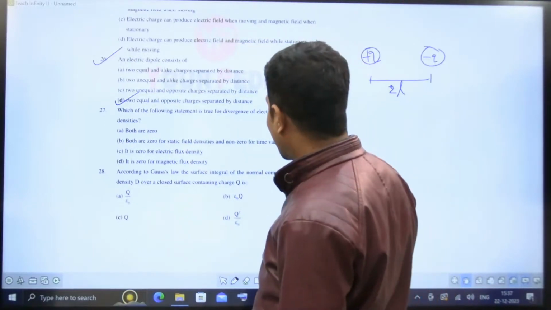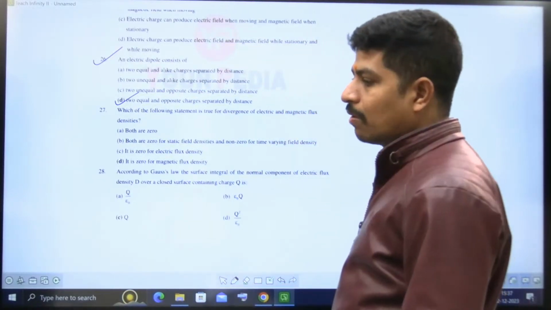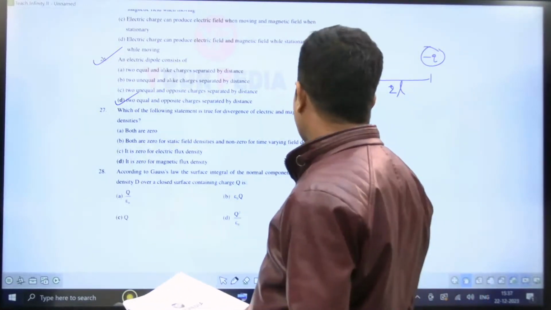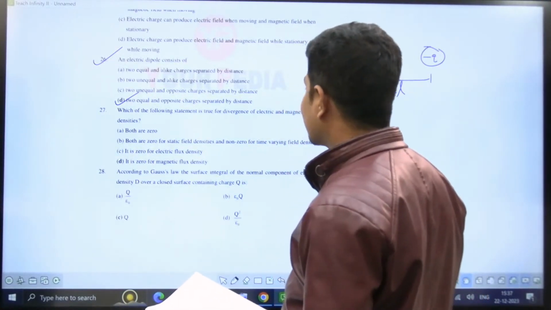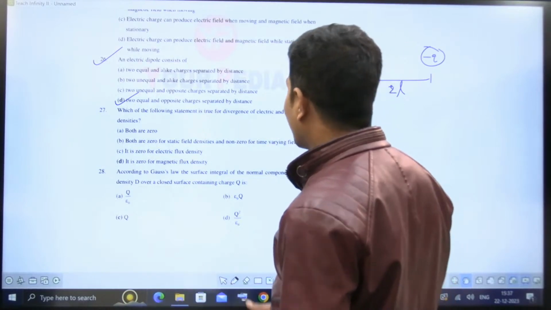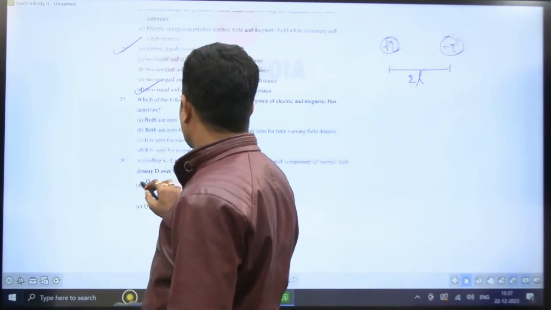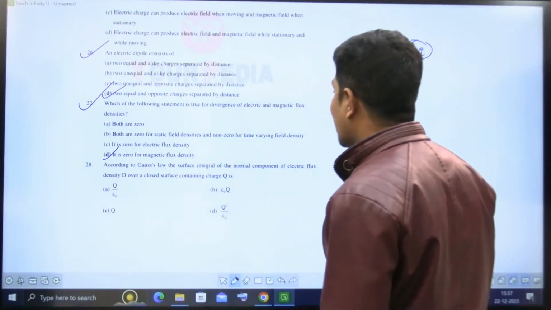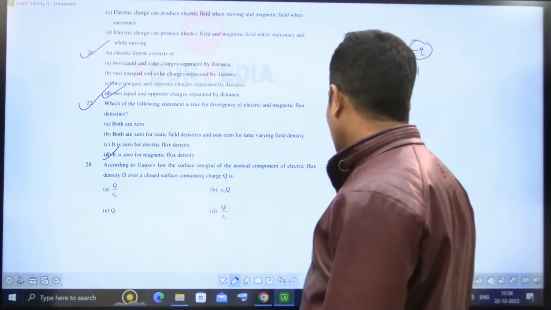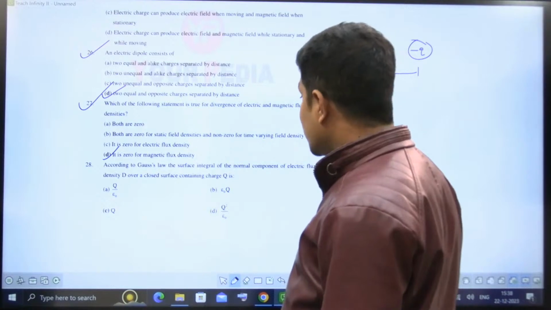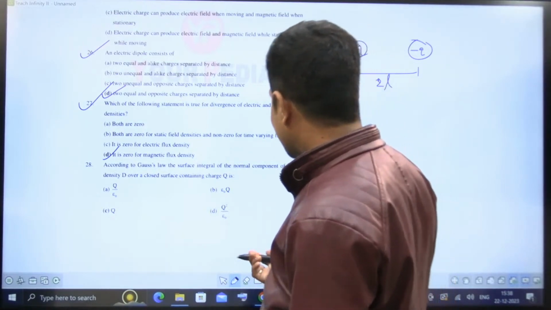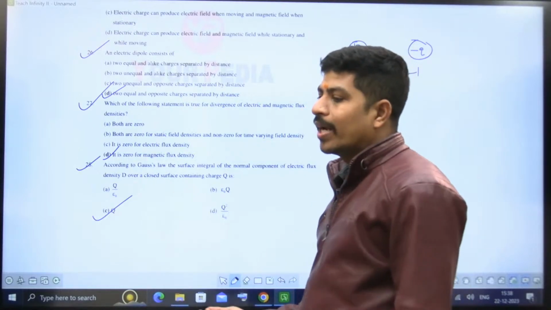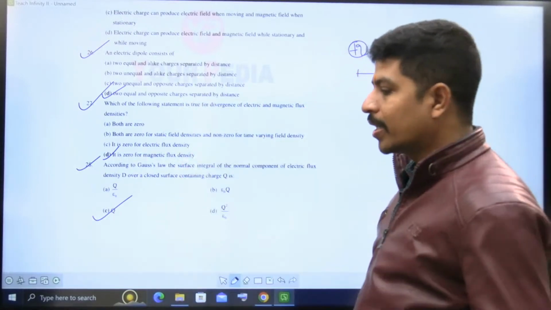I'll speed it up, because we have to solve all 85 questions in a single go. Which of the following statements is true for divergence of electric and magnetic flux densities? It is 0 for magnetic flux density. Yes, it is 0 for magnetic flux density. Next, according to Gauss law, the surface integral of the normal component of electric flux density D over a closed surface containing charge Q gives the total charge enclosed in that body.